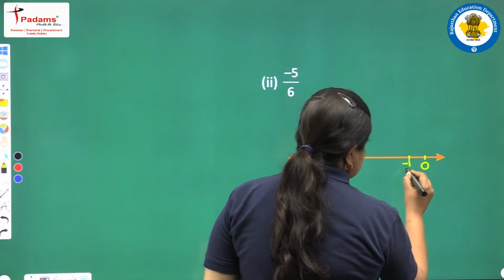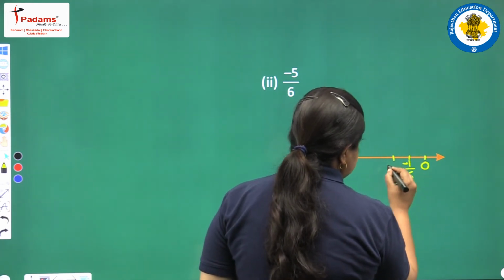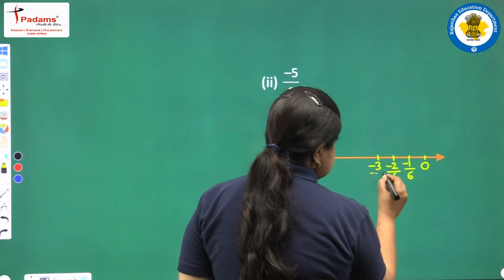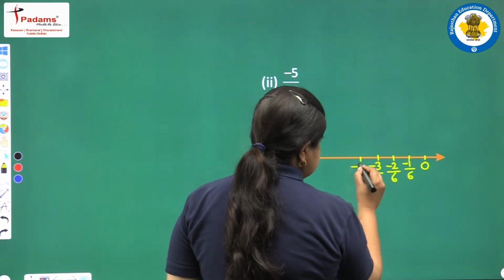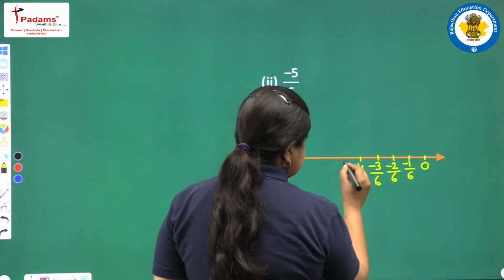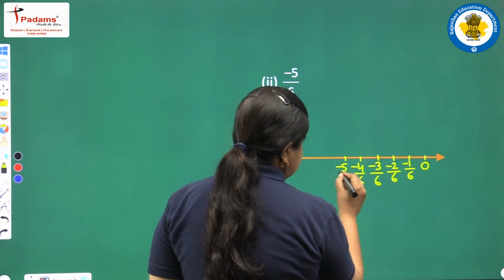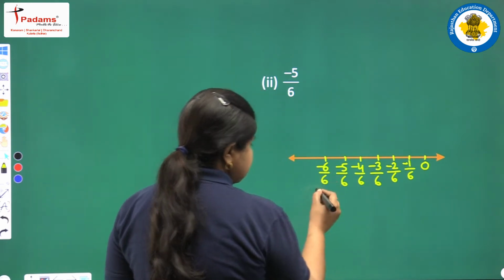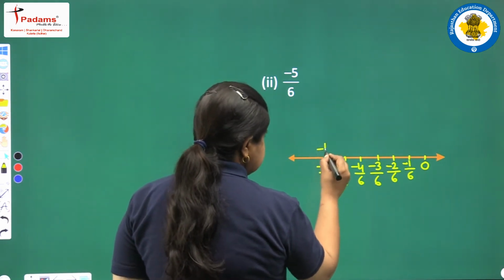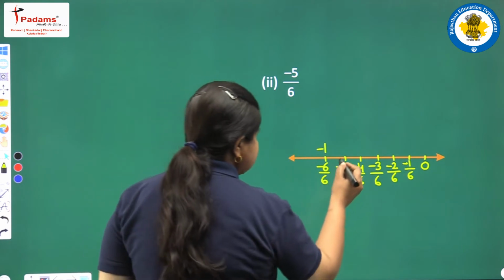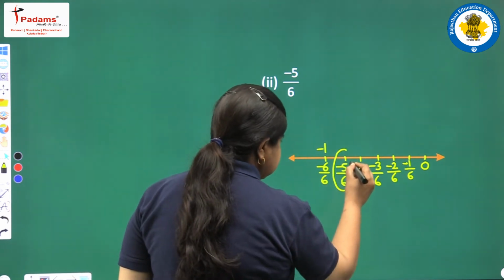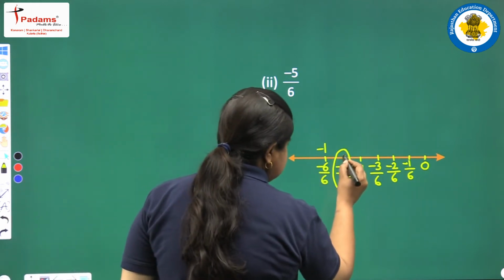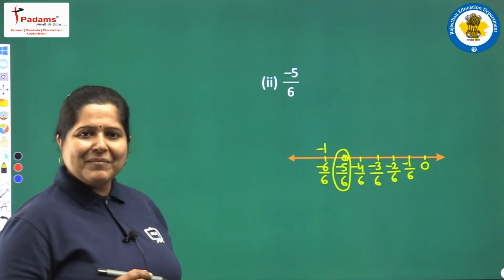This will be minus 1 by 6, then minus 2 by 6, then minus 3 by 6, then minus 4 upon 6, minus 5 upon 6, and last minus 6 upon 6. This minus 6 upon 6 is equal to minus 1, and here we have the required number minus 5 by 6, and the exact location is this point on the number line.